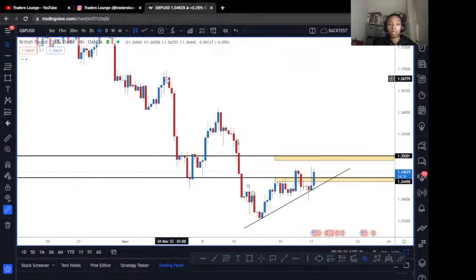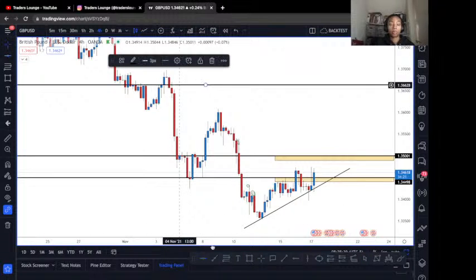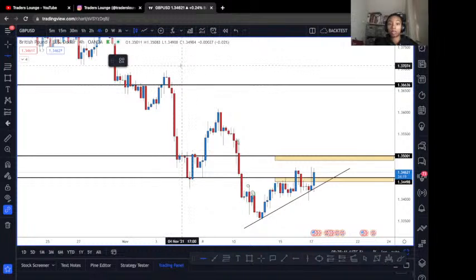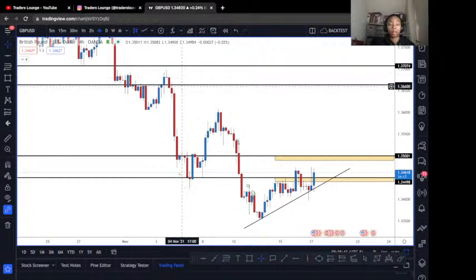This would be considered still a morning star. I'm sorry, evening star. This would be an evening star, and then you get in right here, and your stop loss is literally right above this area. So you put your entry here, right, and then your stop loss is right up here, and then you write it down.